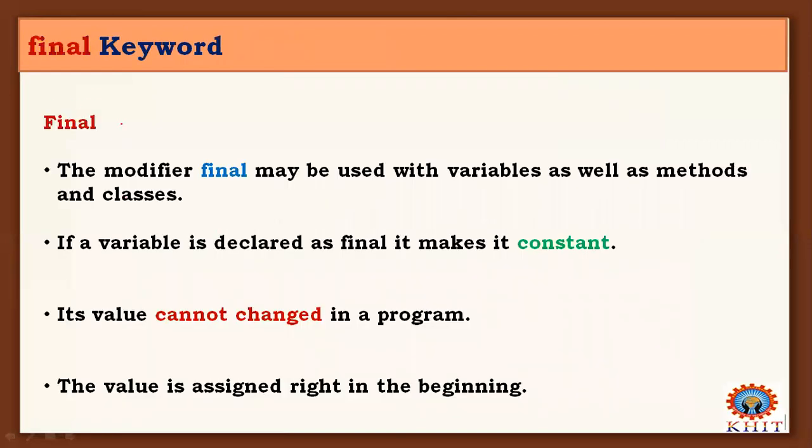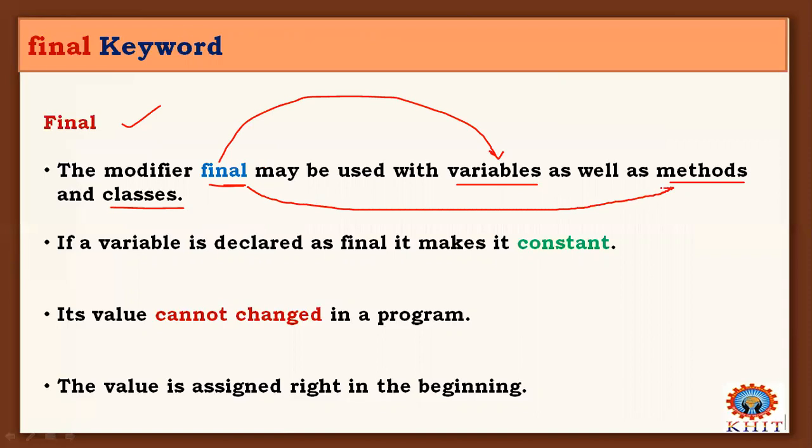Coming to the first one, the final keyword. The final modifier may be used with variables as well as methods and even classes. We can define final variables, or we can define a final method, and we can even define an entire class as final. Is it possible? If a variable is declared as final, it becomes a constant.